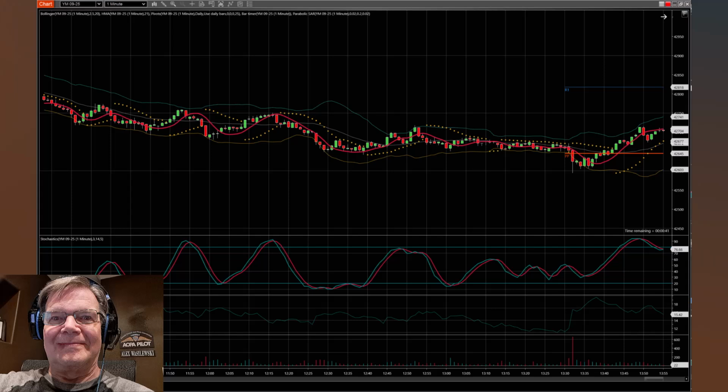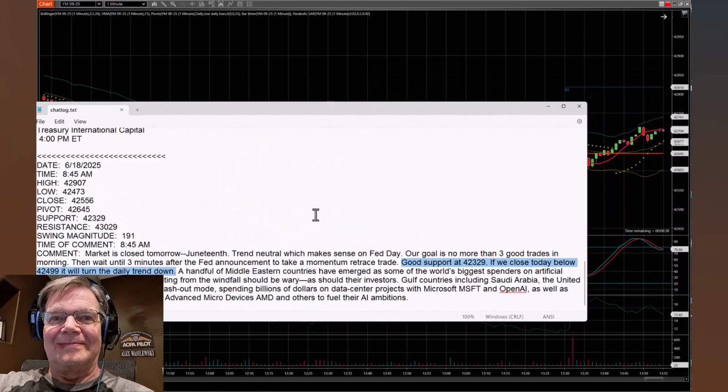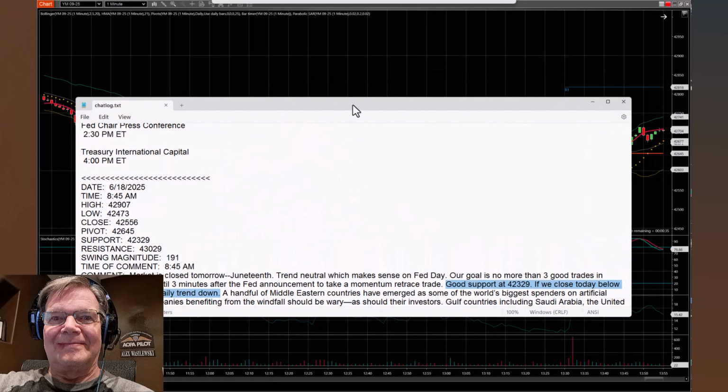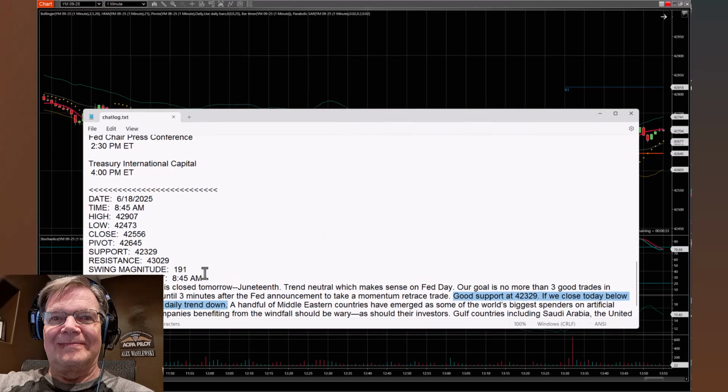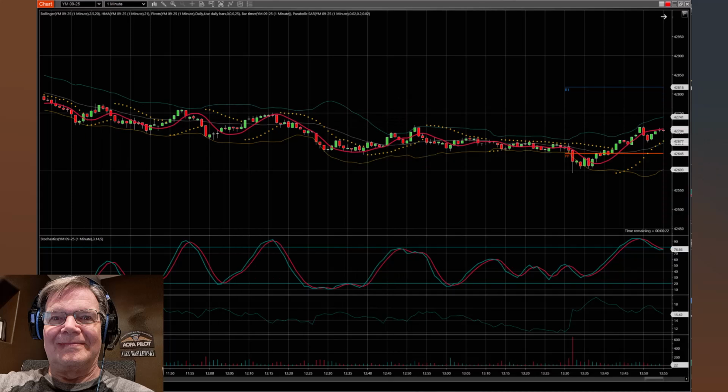In the morning, we publish this for you. If you look at today's report before the market opened, 8:45 a.m., that's Eastern time, do you see this swing magnitude? 191. Based on prior price movement and volatility, that is a reasonable expectation for the market in general to move up so many points, and you would expect it to get tired or meet resistance, and then sellers would take over.